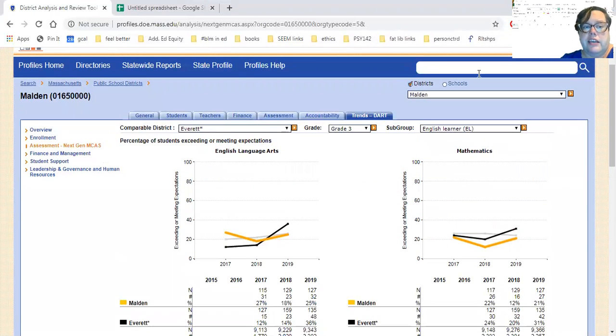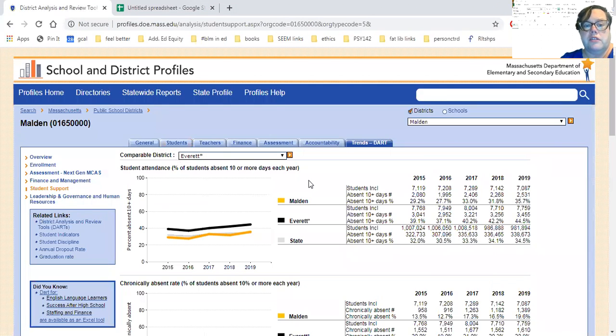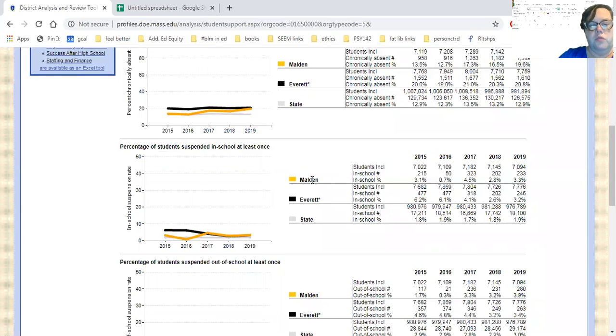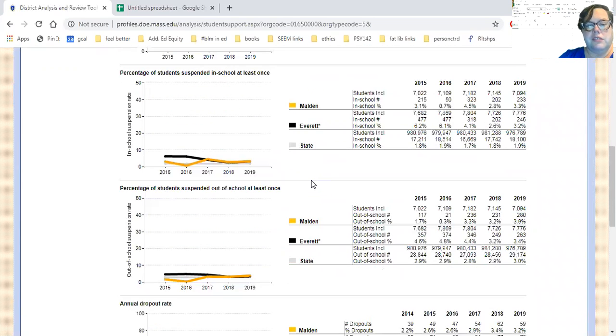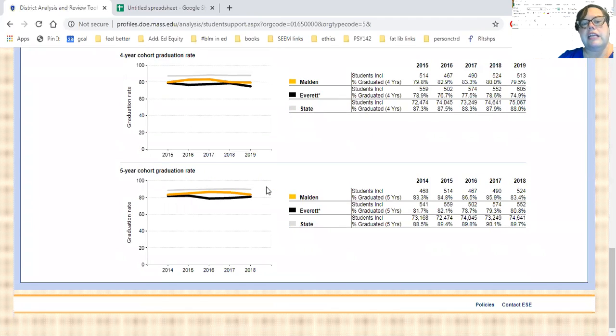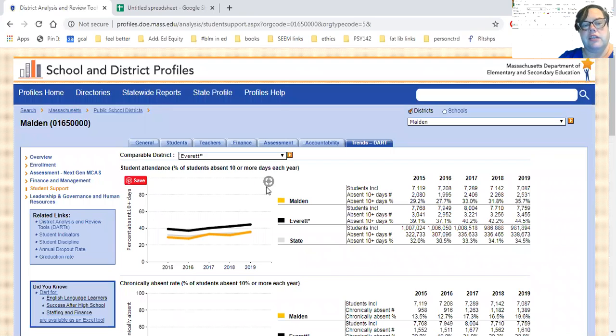So these are our average scaled scores. There's a lot to look around at here. Student support: what does attendance look like in both of these districts? What's your percent of students that are out of school suspended? Look, Everett's is going down, Malden's is going up. So there's a lot to play around with in this DART section. These are the analysis and review tools for each district. And you can pull out some more information if you really want to play in your own spreadsheet, but I think you can get a lot just out of this.